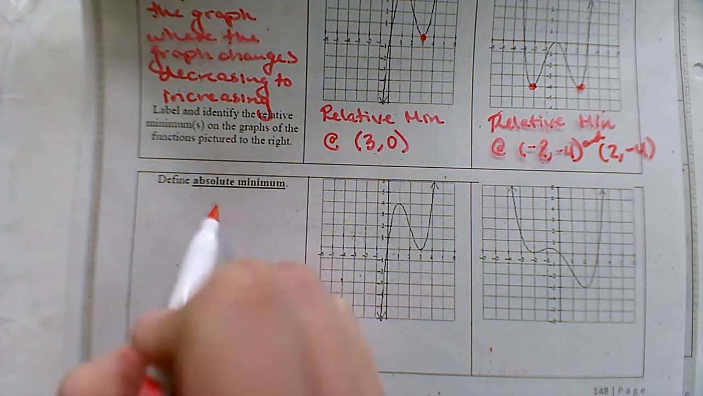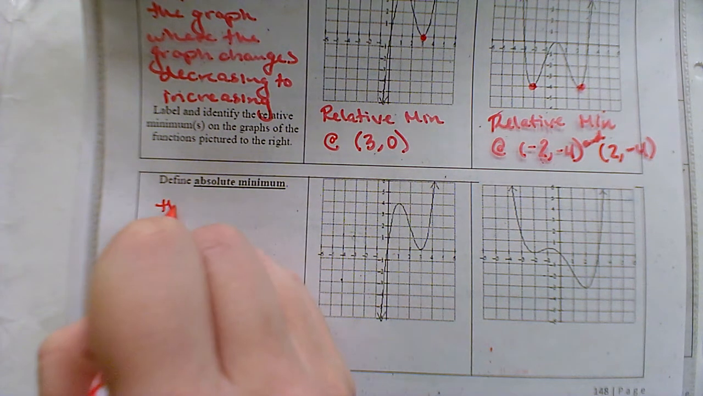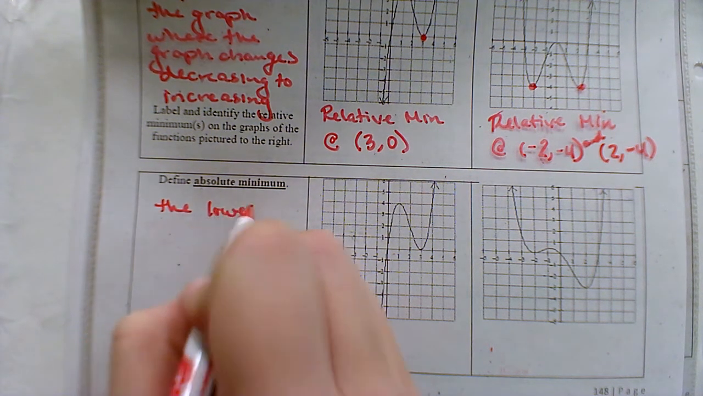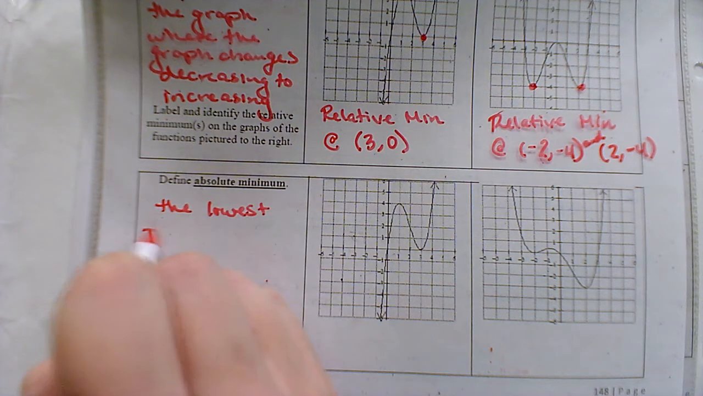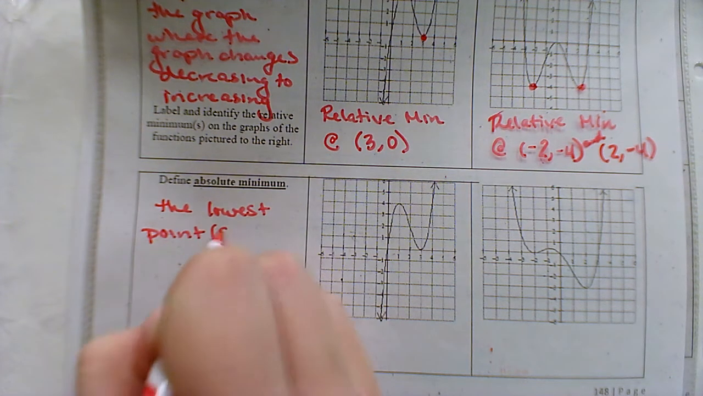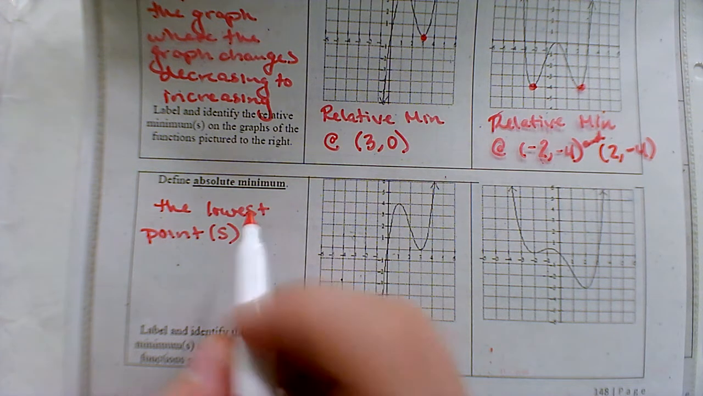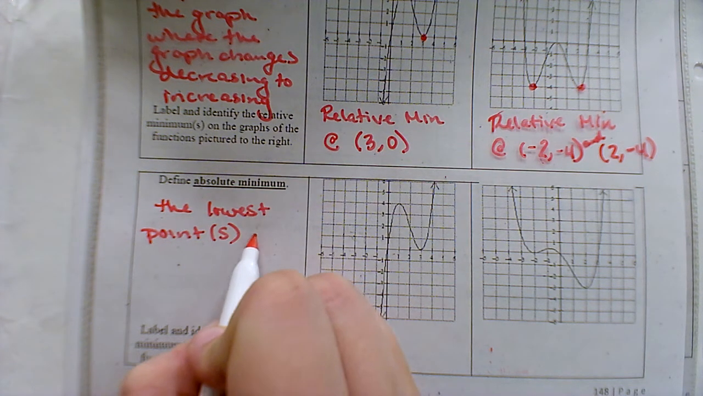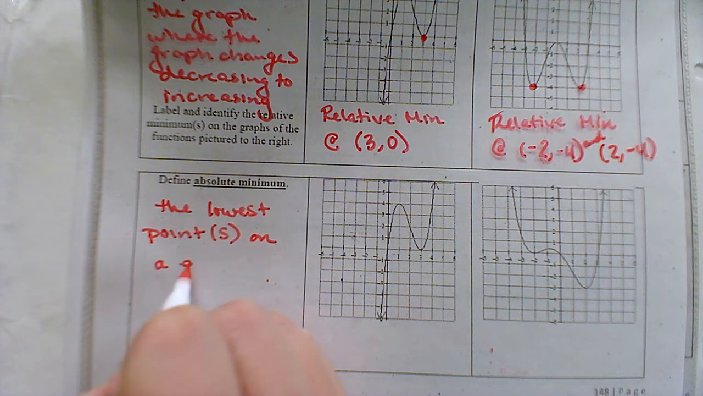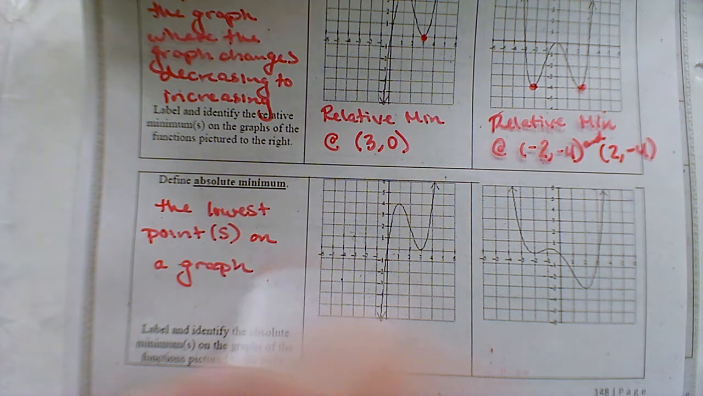So formally we'll say for an absolute minimum, the lowest point or points, okay, that's a little interesting. Sometimes you can have more than one lowest point. The lowest point or points on a graph.